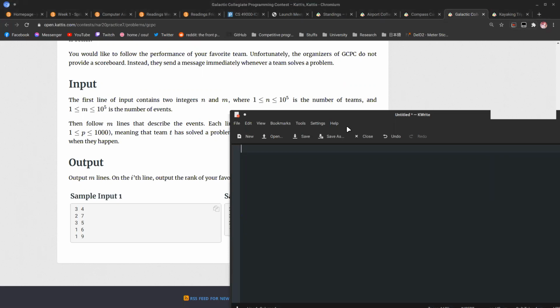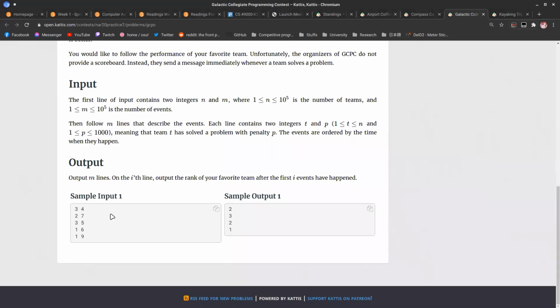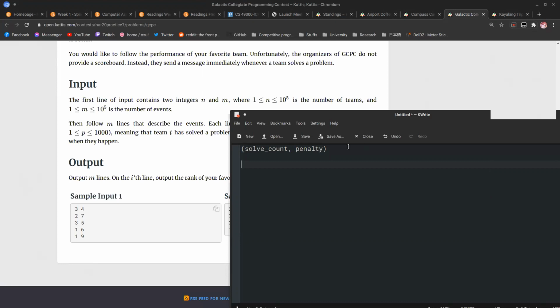Yeah. So we can model each team with a pair of integers. The first is the solve count, and the second is the penalty. And because we need to update and then find the ranking, and there is also a comparison operator between this pair, we can basically use an existing balanced binary search tree implementation, and then we can use the existing implementation to find the ranking of the first team.